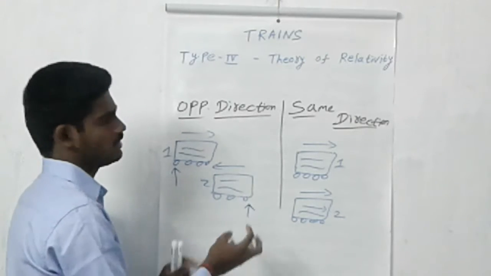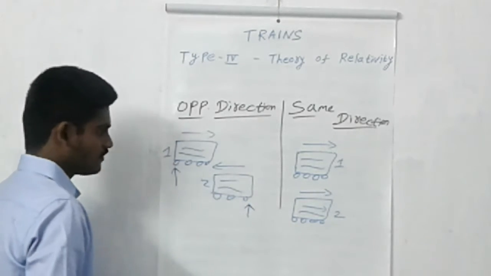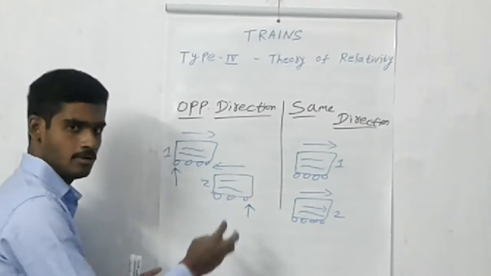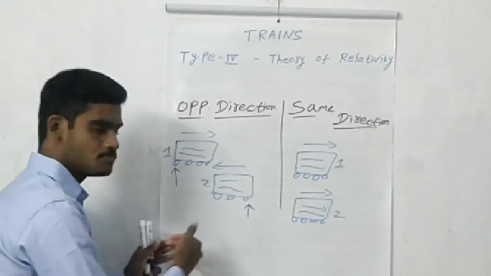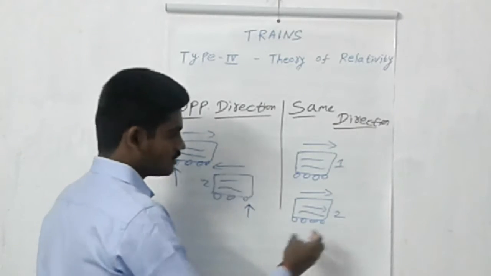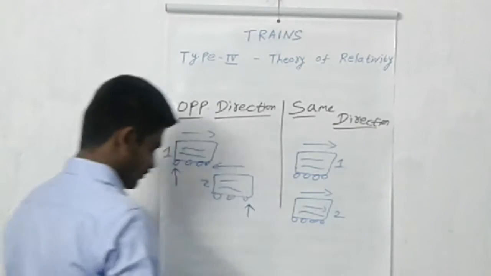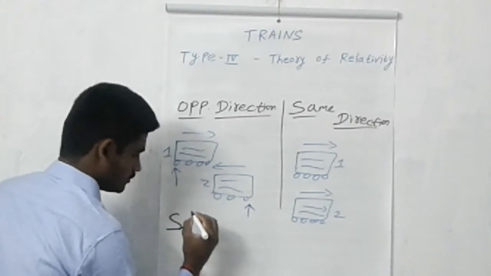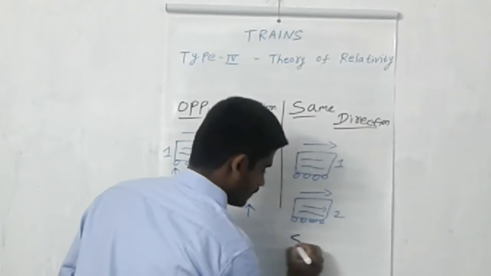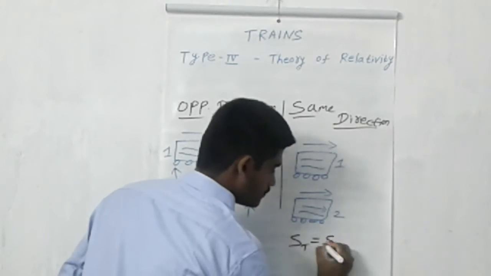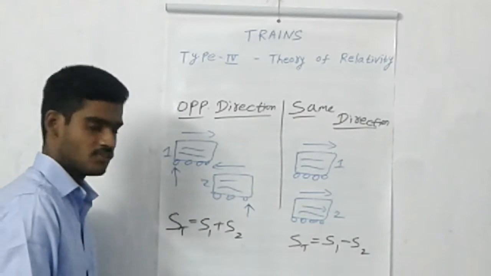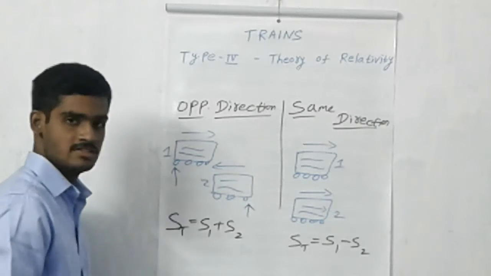So this is the major part in the type 4 theory of relativity. The difference is that here both trains are moving in opposite direction, so the speed will be added. Therefore the moving speed will be increased. But here both trains are moving in the same direction. Therefore the speed will be reduced. Therefore total speed is equal to speed of first train plus speed of second train. Here total speed will be equal to speed of first train minus speed of second train. So this will be the major difference between these two parts. We will see a problem on it.